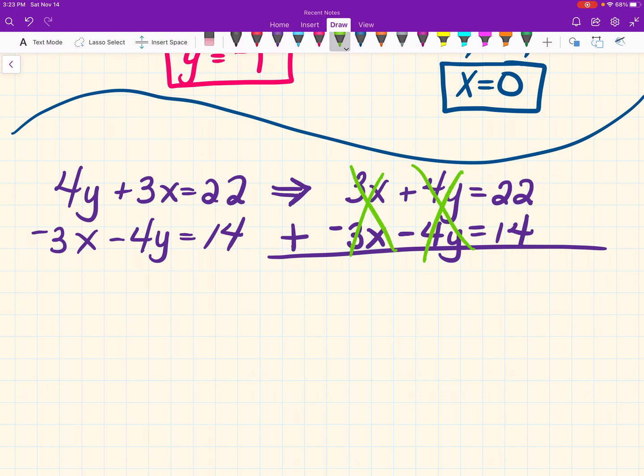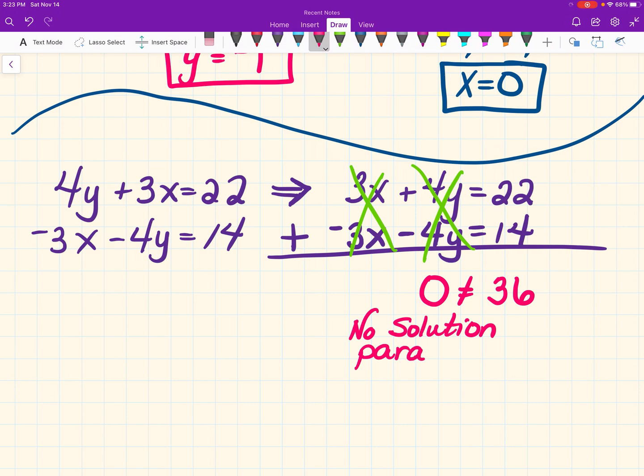We talked about this last week when we did a Kahoot. And this would give us 0 equals 36. Is that a true statement? If it's not a true statement, then there is no solution. These two don't cross. So what do we know about them if there are no solutions? They're parallel lines. These are parallel lines, so they will never cross, and that's why there's no solution.